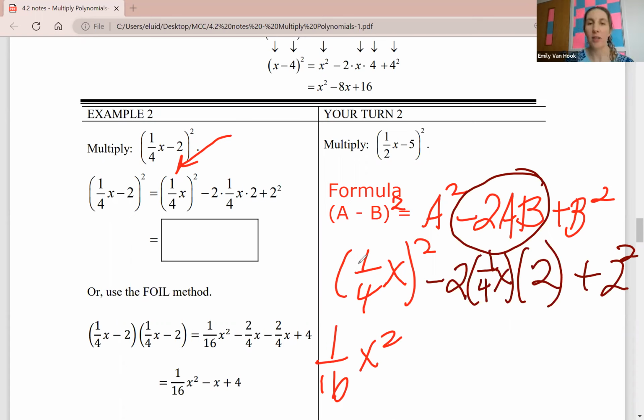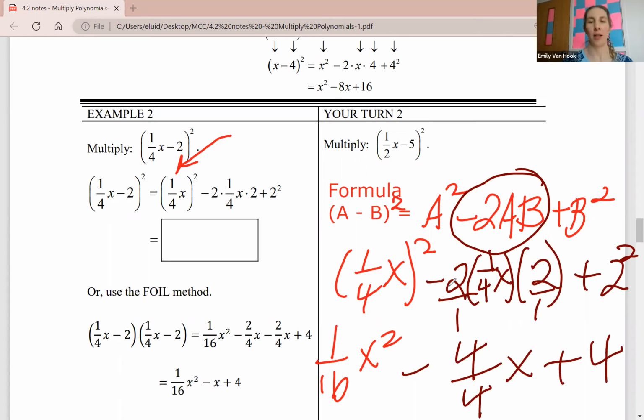And then what's left to do is simplify each term. The 1/4 x squared, 1/4 x times 1/4 x becomes 1/16 x squared. And then multiplying all these numbers together, 2/1 times 1/4 x times 2/1, it becomes minus 4/4 x. If you multiply all the numerators, 2 times 1 times 2 is 4. 1 times 4 times 1 is also 4. 4/4 reduces to just 1. So really that middle term is just minus 1x. And then 2 squared would be 4 for the last term.